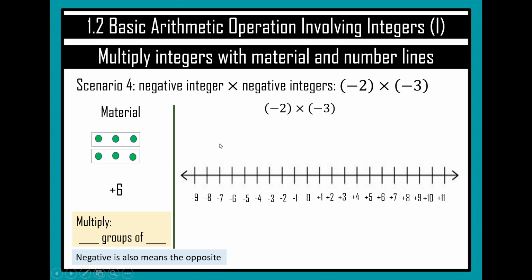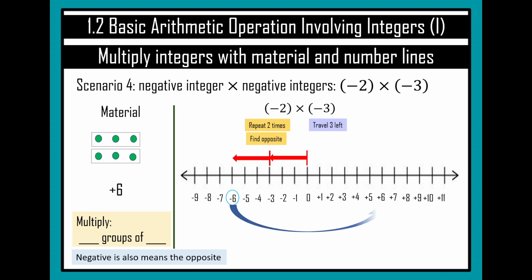On the number line, we start at 0 and we move 3 to the left, and we are going to do it 2 times. And because we have a negative, we're going to find the opposite of negative 6, which is positive 6.